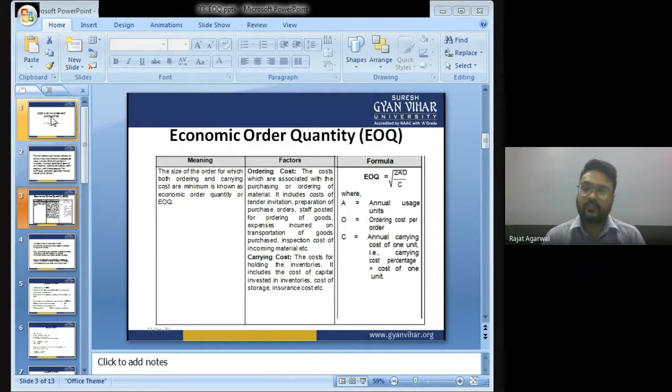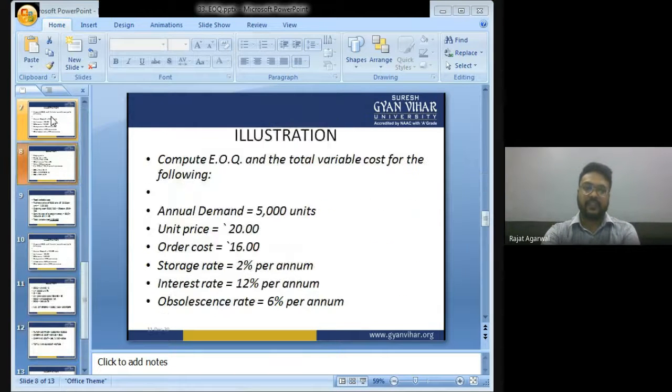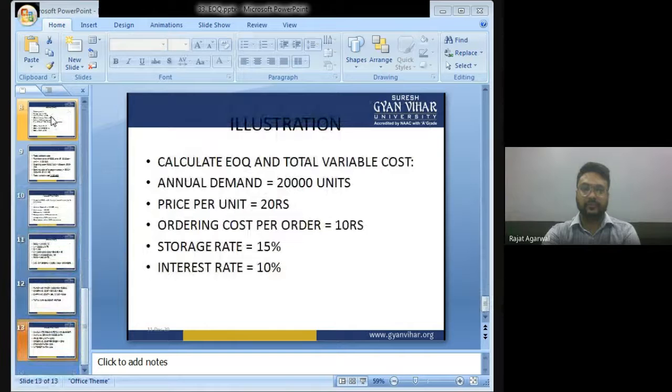What is the formula of economic order quantity? How are you going to calculate economic order quantity? That is the square root of 2 into A into O divided by C. A is annual demand, O is ordering cost per order, and C is carrying cost per unit. Then we have done some illustrations also.